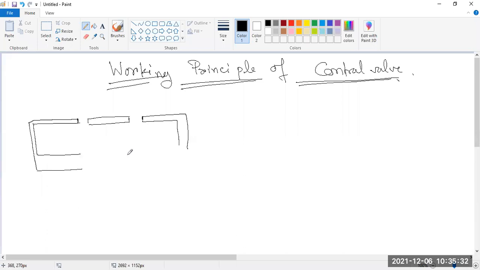This spool valve is very small, just like a duster. If you can see the duster, this is maybe 10 centimeter, and this is maybe 3 centimeter in this way. Just very small, but it is working in a very high, spacious part.